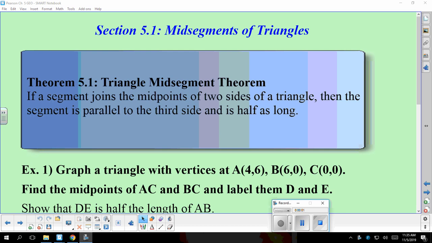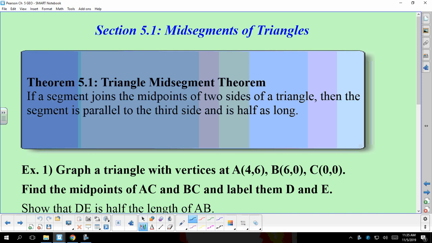All right, section 5.1, mid-segments of triangles. So our mid-segment here. If a segment joins the midpoints of two sides of a triangle, then the segment is parallel to the third side and half as long. All right, so let's look at how this works.